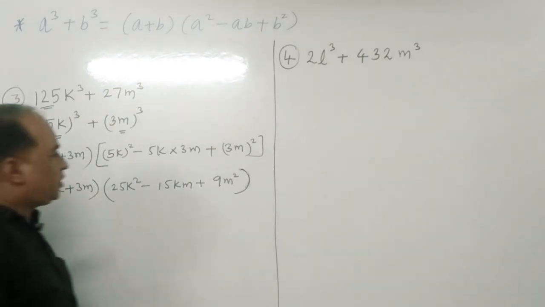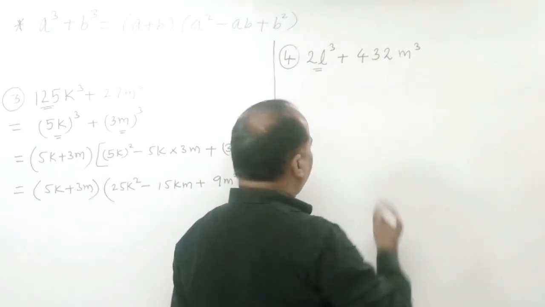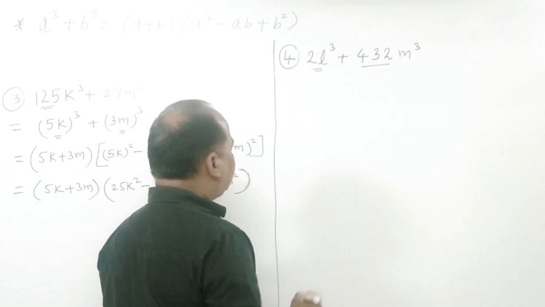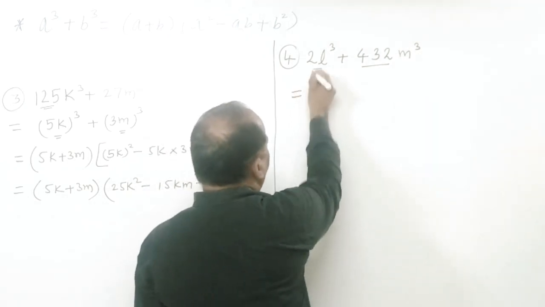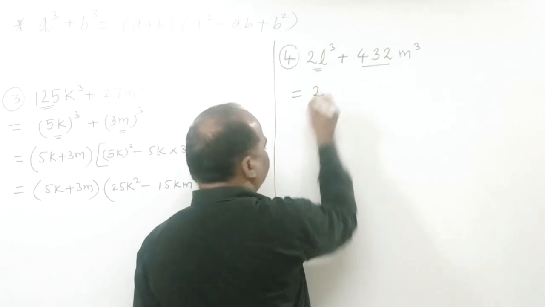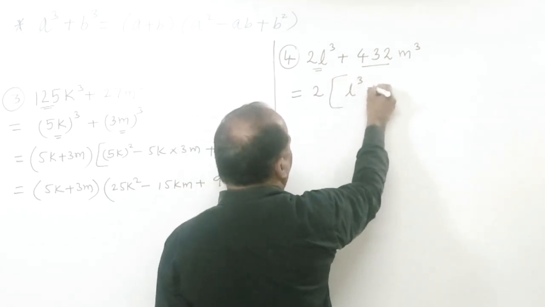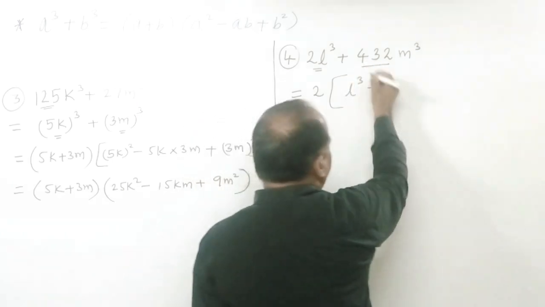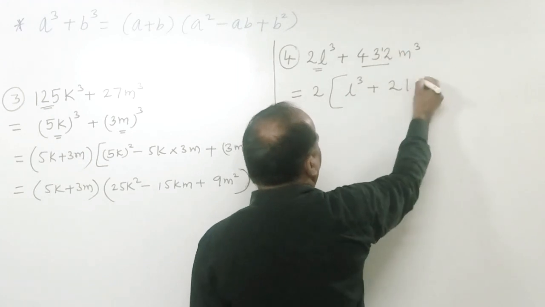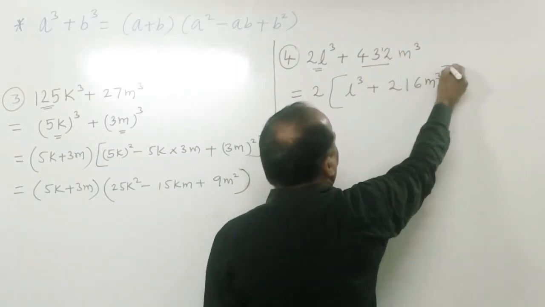Fourth example. Now in the fourth example, 2 is not a cube of any number and 432 is also not a cube of any number. So here we can take 2 common from both the terms. First take 2 common, and in the bracket there will be n cube plus, divide 432 by 2: 2 2s are 4, 2 1s are 2, 1 carry, 2 6s are 12, so 216 n cube.